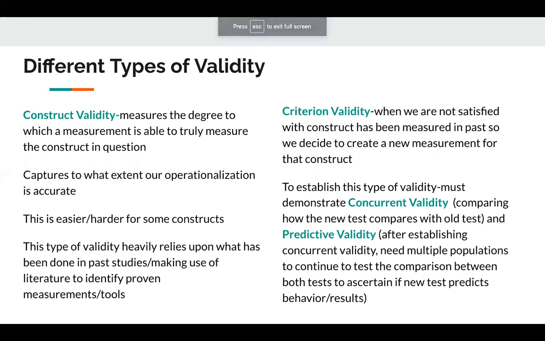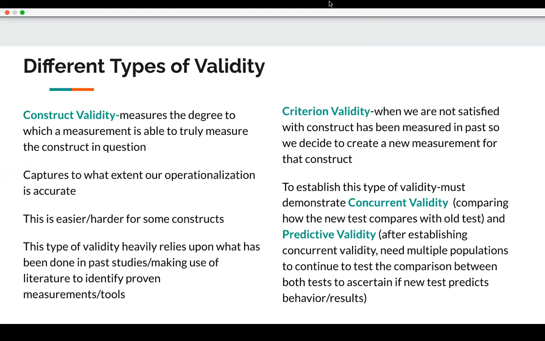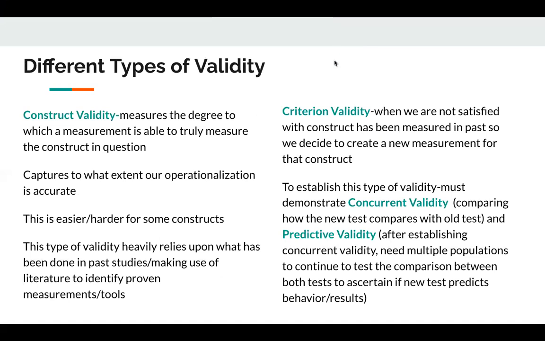The next type of validity is construct validity. Construct validity is the degree to which a measurement is able to truly measure the construct in question. So this captures to what extent our operationalization is accurate. So how good of a job did we do? This is easier or harder for some constructs. That's just because for some constructs, the operationalization is very straightforward.